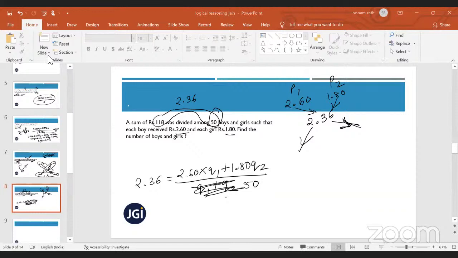One minute. The sum of 118 was divided among 50 boys and girls together. 50 boys and girls. Not only boys, it's not 50 boys, it's 50 boys and girls.